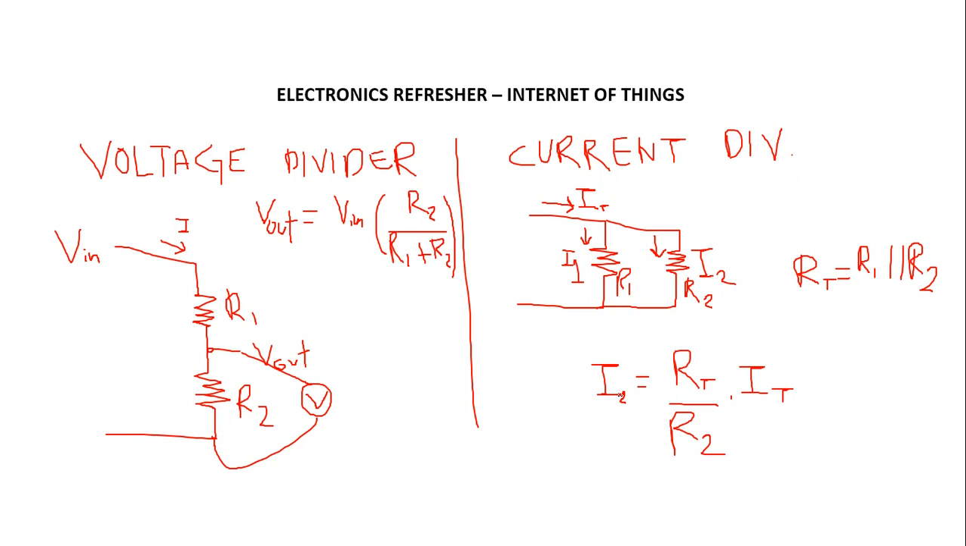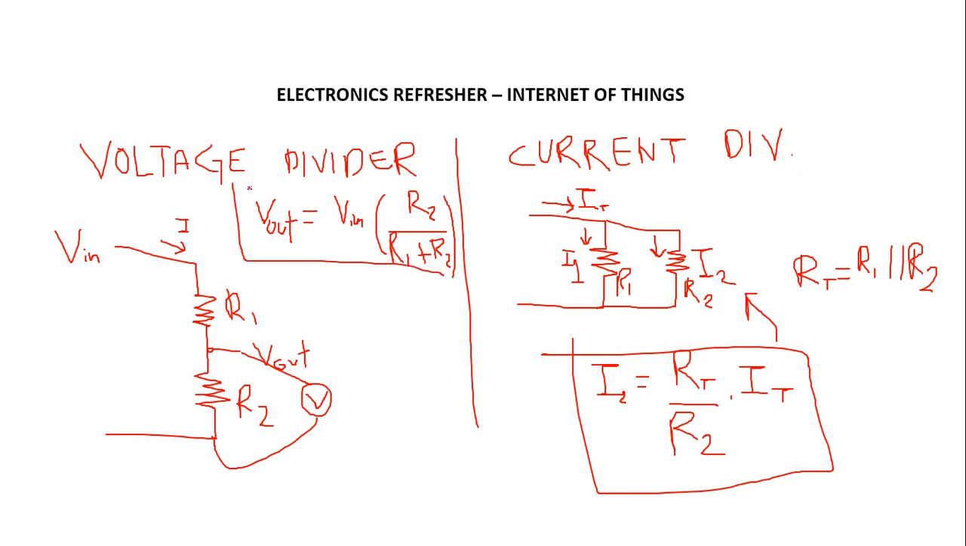So these are the formulas for finding the value of this current and for finding the value of this voltage. These are fast formulas. That is the voltage divider rule and the current divider rule.